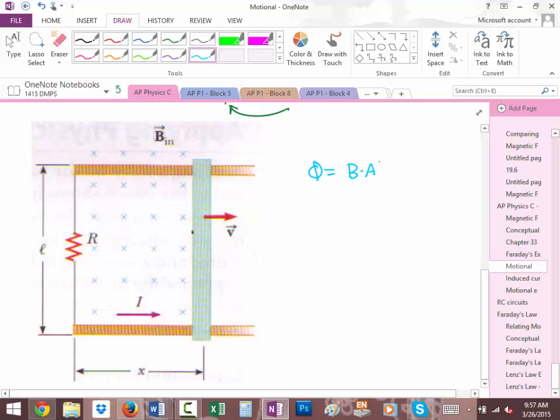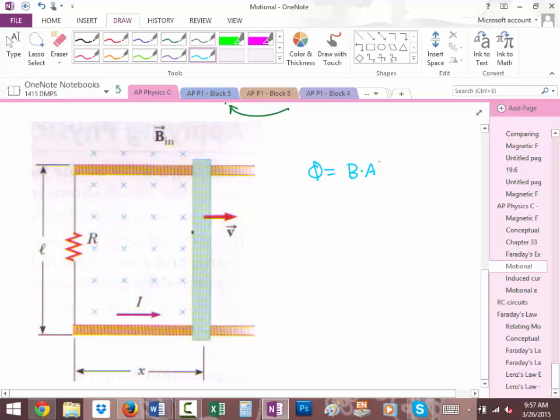The loop doesn't like that. The loop says, no, and I'm not trying to give it personality, but I am, because it kind of helps to understand what's going on, okay? The loop doesn't like that change. It's going to create a current that makes a magnetic field that opposes that change.